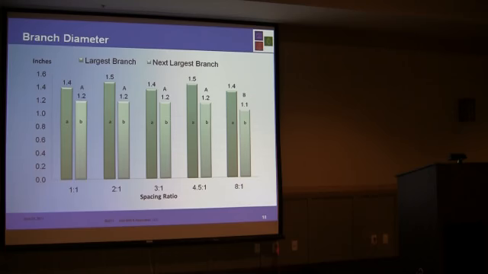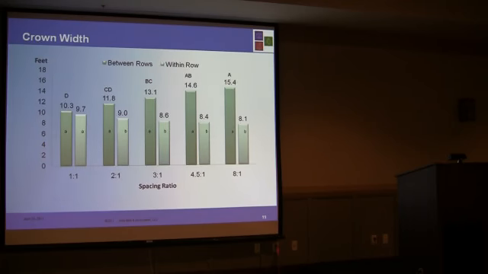But in the first half log, we looked at the diameter of the largest and the next largest branch. We measured it. And across the different treatments, there was no difference in the size of the largest branches. They averaged about 1.5 inches. And then the second largest branch was about 1.2 inches. Next one.